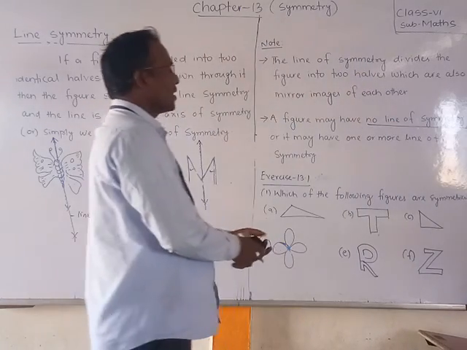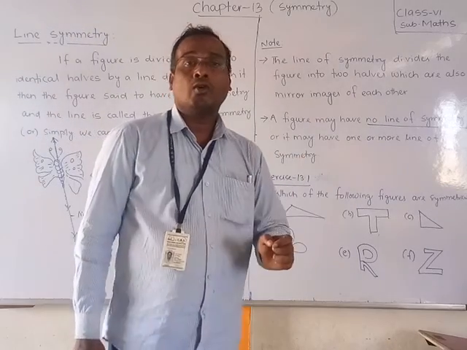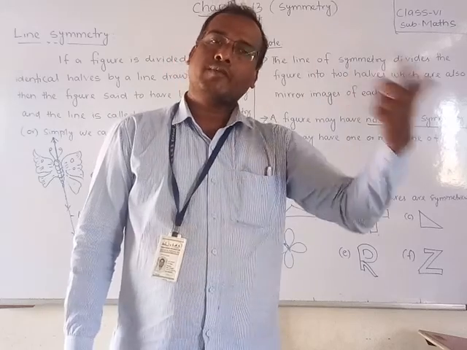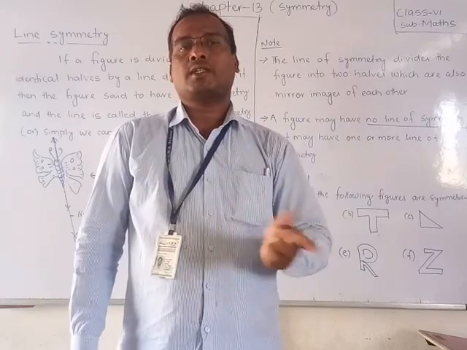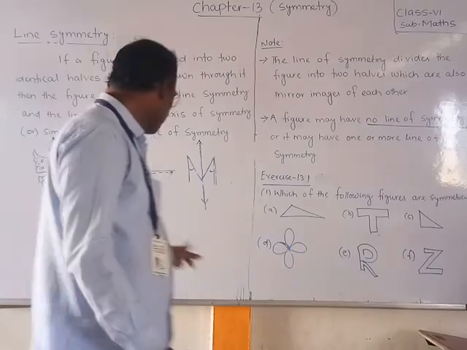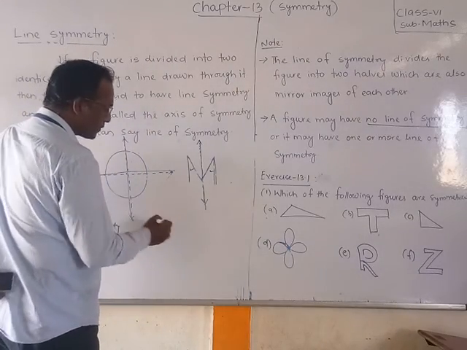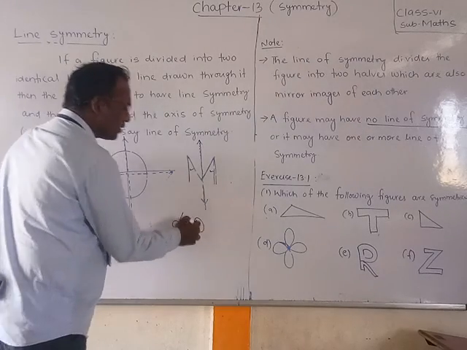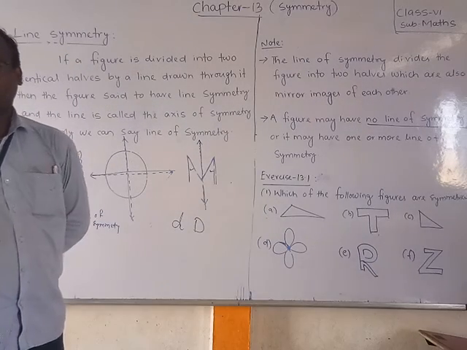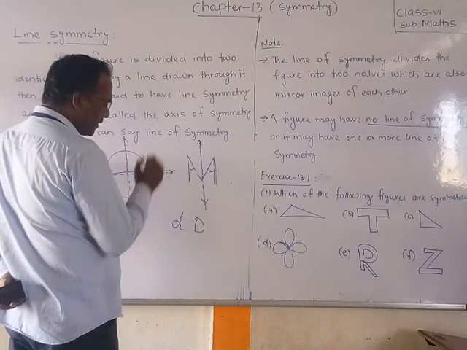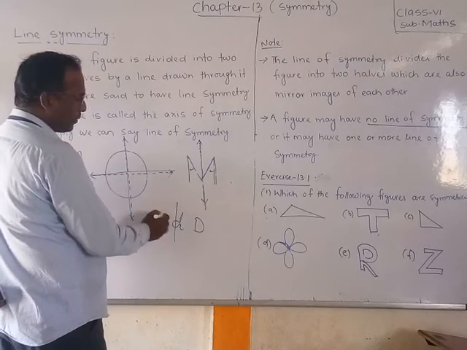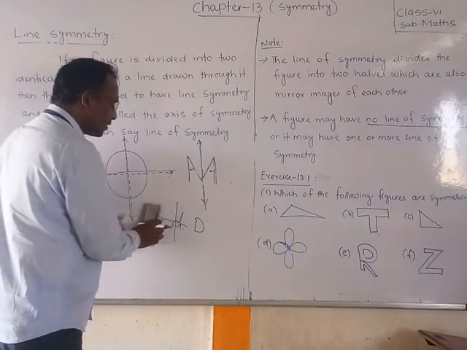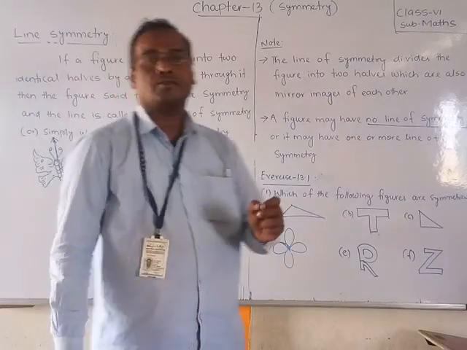Very important, students. A figure having no line of symmetry means there are figures on which we cannot draw a line of symmetry. Suppose I say D, small d and capital D. Can you draw that line of symmetry? No, it is not possible, because by any means, if you draw that line, it won't make two equal halves. Okay, so some figures have no line of symmetry.